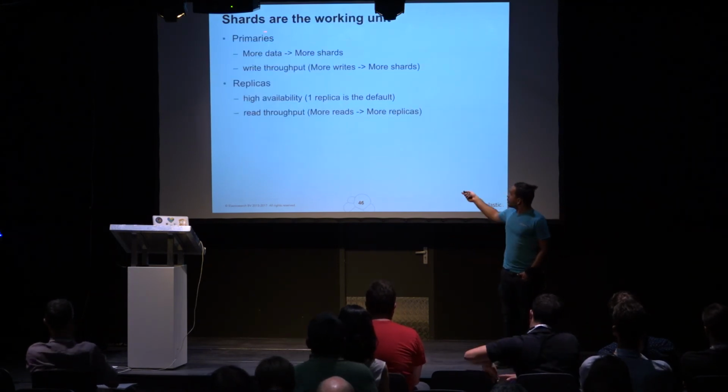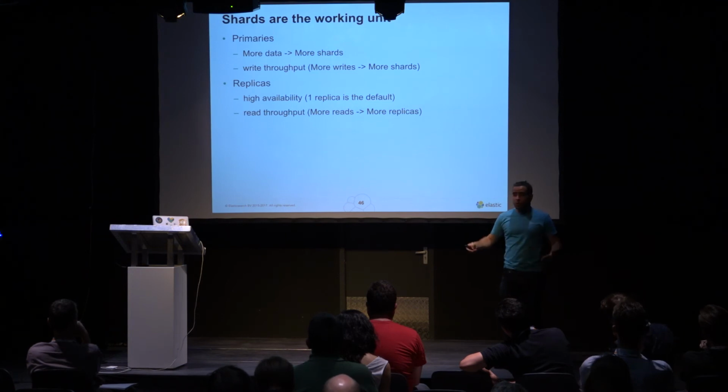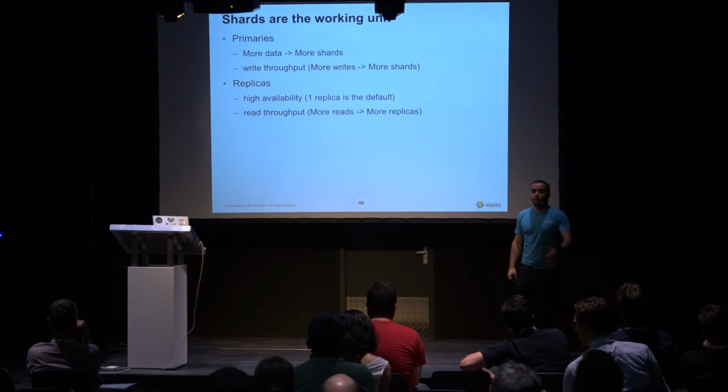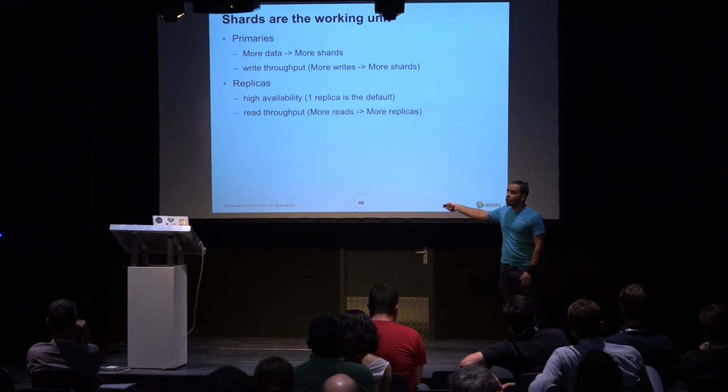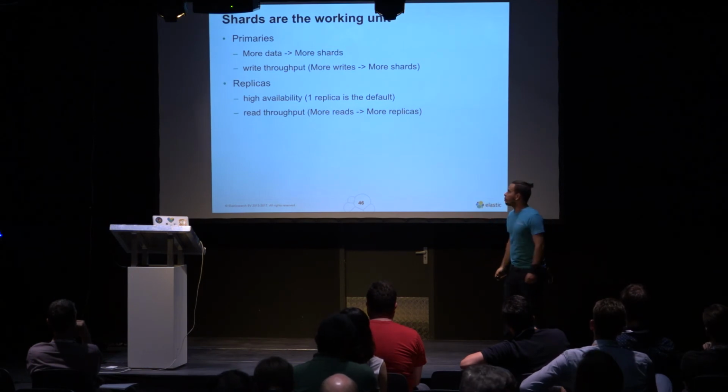All right, so shards are the working unit. Primaries: more data, more shards, write throughput, the more writes you need, more shards as well. Replicas give you high availability. If something fails, you still have the data, and they also give you read throughput. The more reads you want, the more replicas you need to provide.